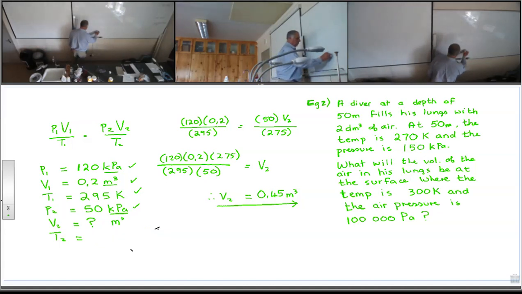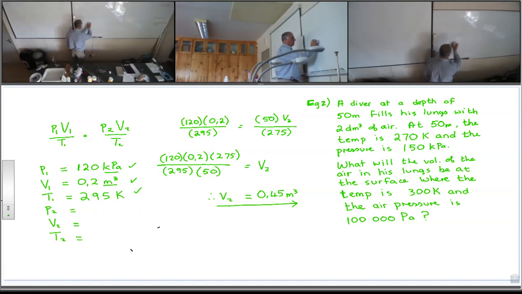Yes. No, you can convert them both to kilopascals or both to pascals. It wouldn't make a difference.